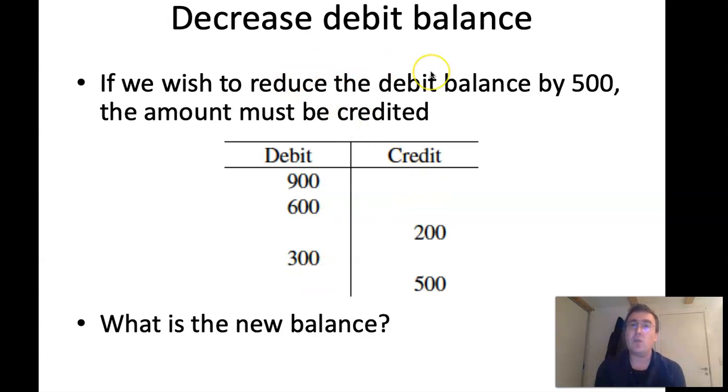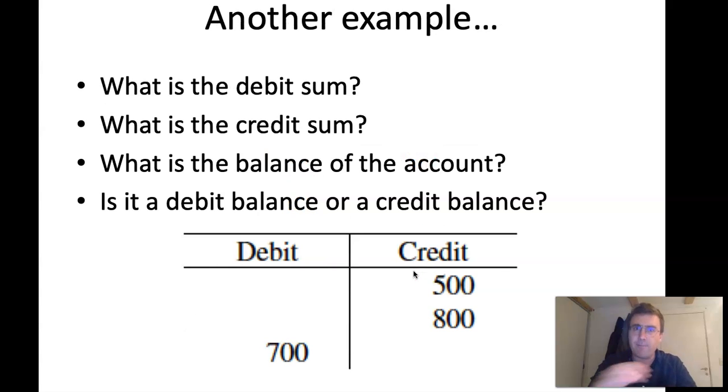Now decrease the debit balance. If we wish to reduce the debit balance by 500, the amount must be credited, not debited as we did previously. And here we see that we credit 500. What is the new balance? Before we had 1600, now we subtract 500. Voila! We have 1100. Easy peasy. It doesn't have to be more complicated than that.